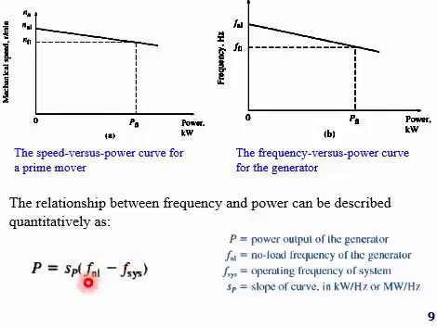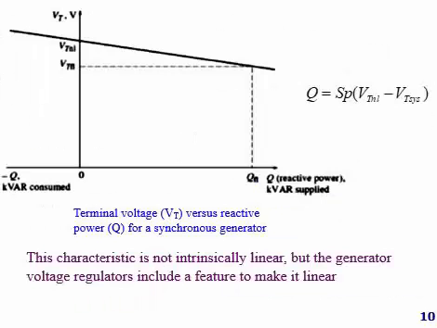In this, FNL is the frequency with no load, FSys is the operating frequency of the system, and SP is basically the slope of the curve. So output power P can be calculated by this simple formula, and we will use this formula in the examples or numericals which deal with the output power of the generators.